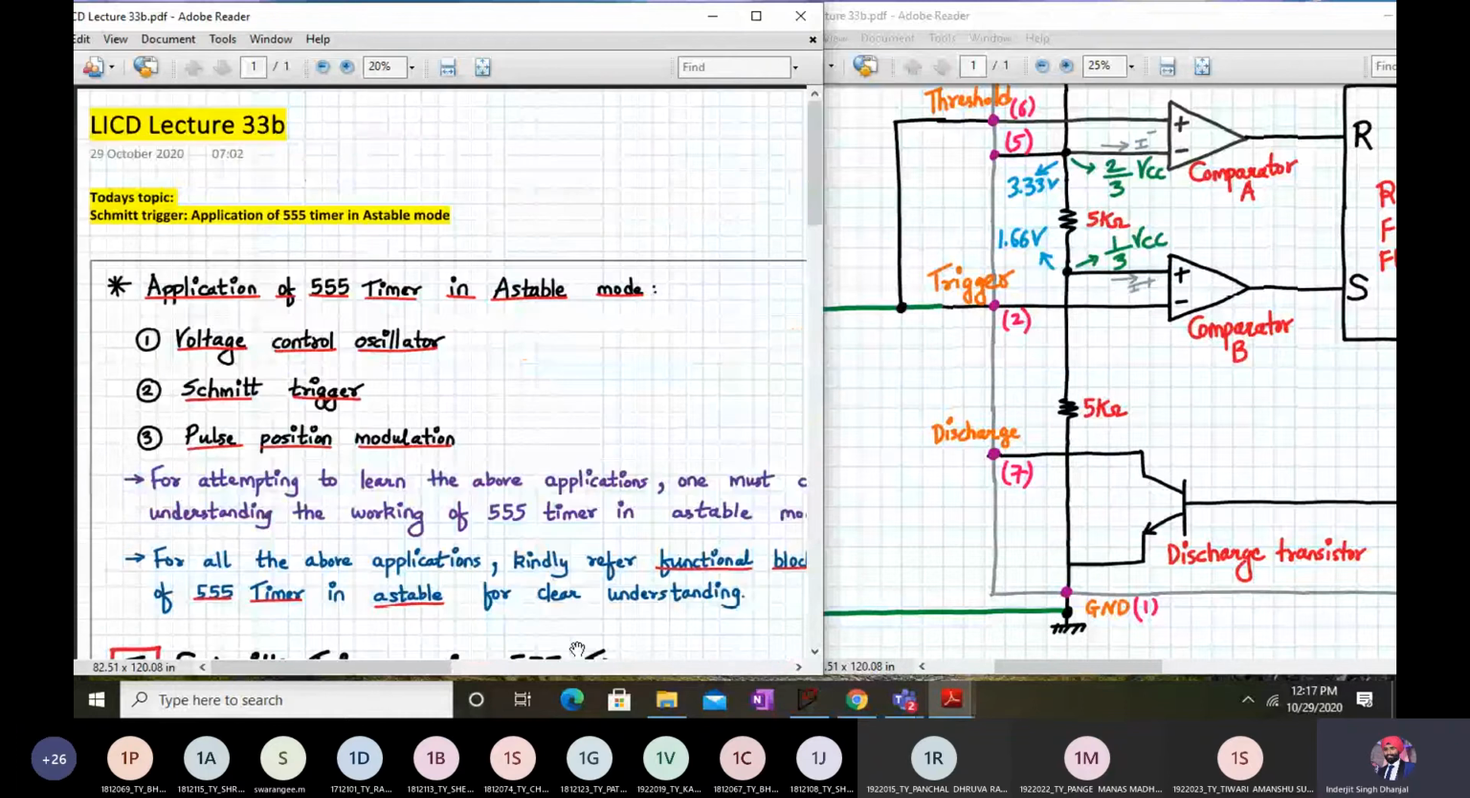Okay, so that's it for this lecture number 33B. Next, we'll move on to the next application, that is pulse position modulation.